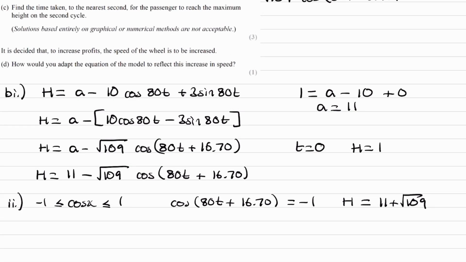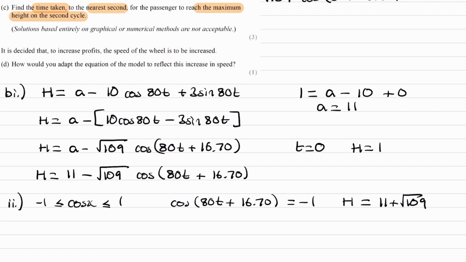And then for C, find the time taken to the nearest second for the passenger to reach the maximum height on the second cycle. So we identified from the previous part, from part 2, that maximum height is reached when cos of this is equal to minus 1. That's when the height becomes 11 plus root 109, which is our maximum height. That's when cos is equal to minus 1.